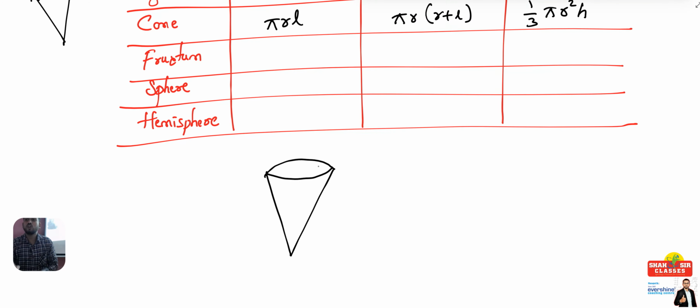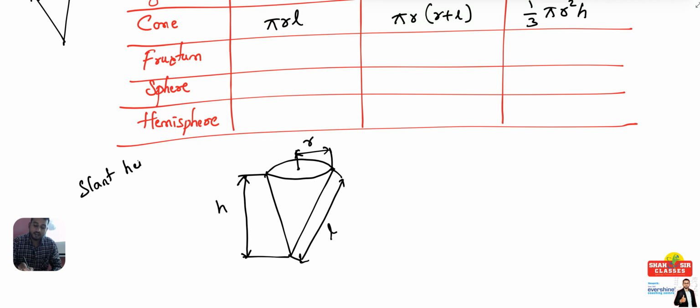Okay, see here. This is a cone, isn't it? Cone means cone only. Now, this is the radius, correct? From here to here is the height. What is this? Slant height. That is L. Any doubts? Now, see, a very interesting topic is going to come in front of you.